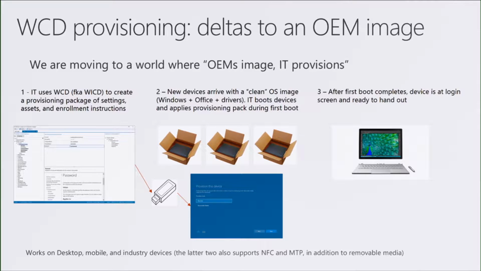And in this example, I'm showing applying the provisioning pack with a USB stick. So I author the provisioning pack, I put it on a USB stick, I apply it to a bunch of PCs. We have a broader set of options than that, and we'll talk about that a little bit later. And finally, this is technology that works across all Windows-powered devices, not just PCs, but also phone, HoloLens, Surface Hub, et cetera.